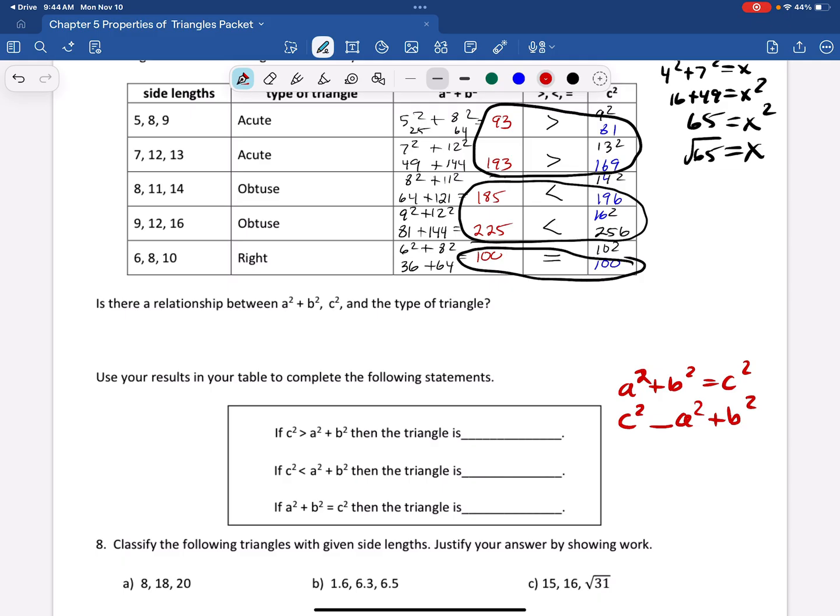So let's look back up here. When was c squared greater than a squared plus b squared? That was right here. Here is c squared being 196 and it's greater than 185. Here is c squared being 256 and greater than 225. And that's when a triangle was obtuse.